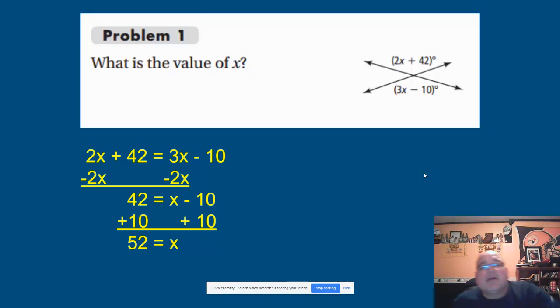Let's put it into work. What is the value of x? So what I want you guys to be able to do is look and say, okay, I have a pair of vertical angles. By the vertical angles theorem, vertical angles are congruent. So I can set 2x plus 42 equal to 3x minus 10. Then we're just doing algebra. So we'll subtract the 2x off because it's smaller than 3x. Then we'll add 10 to both sides, and we discover that x equals 52.